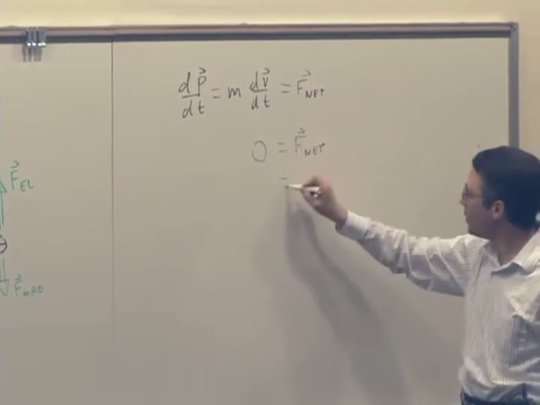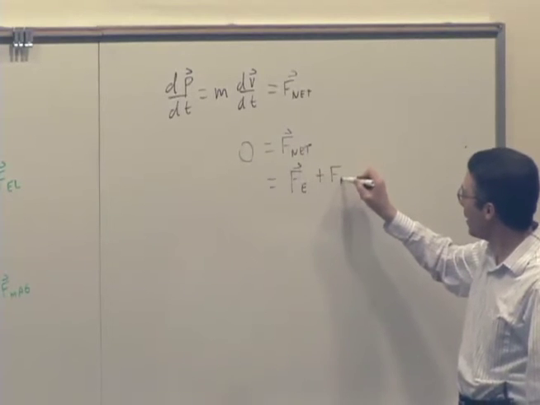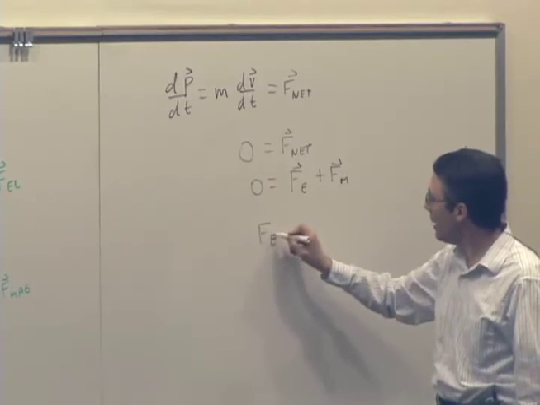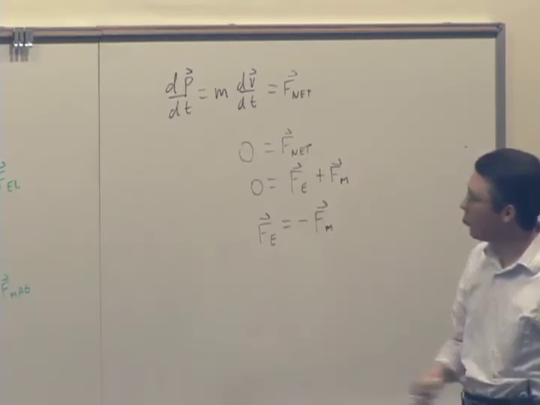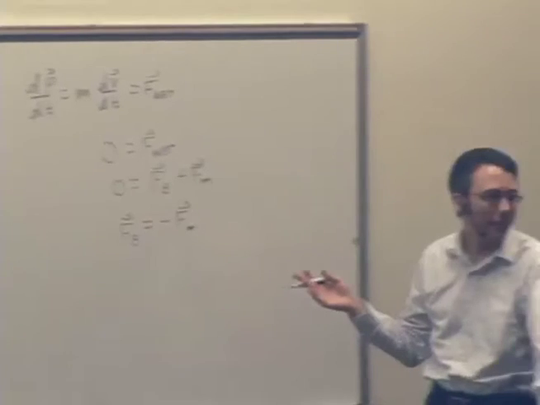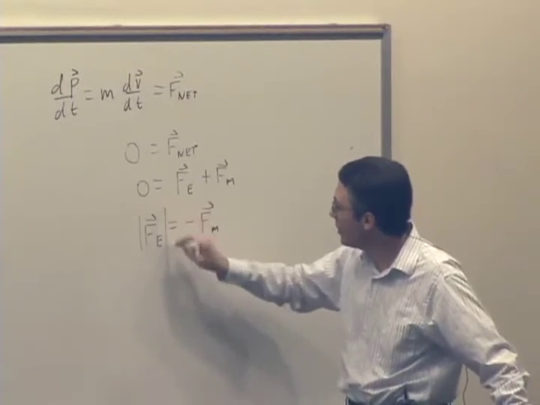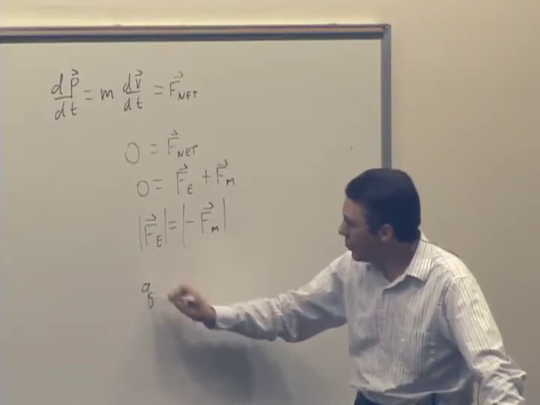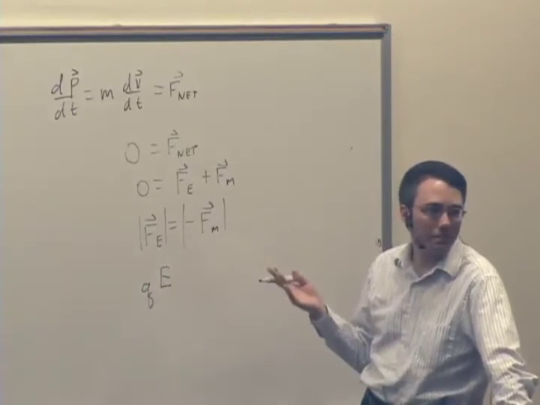And on this charge, there are two forces, an electric force and a magnetic force. So those two forces have got to be in opposite directions and equal in magnitude. Let me just look at the magnitudes. We already know they're in opposite directions. The magnitude of the electric force is the charge times the electric field.